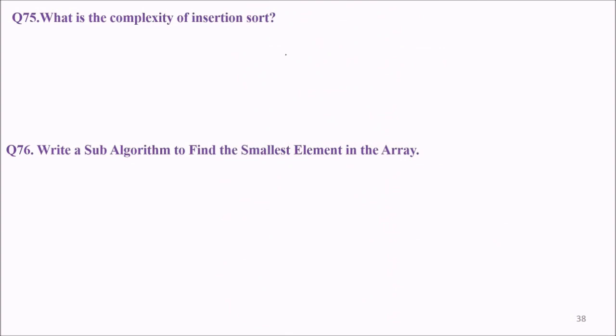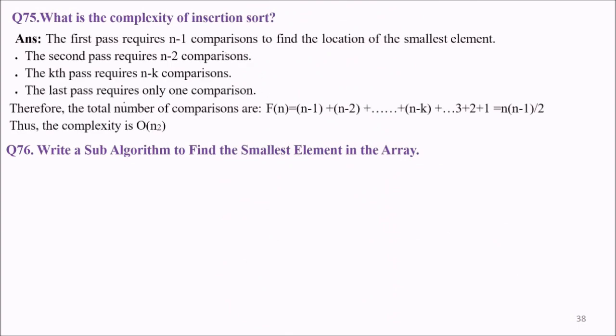What is the complexity of the sort? We have already seen that it is order of n square. The first pass would require n minus 1 comparisons, the second pass n minus 2. Any kth pass will have n minus k comparisons, so the total will be n times n minus 1 by 2.